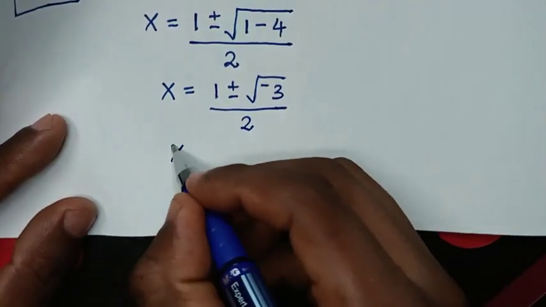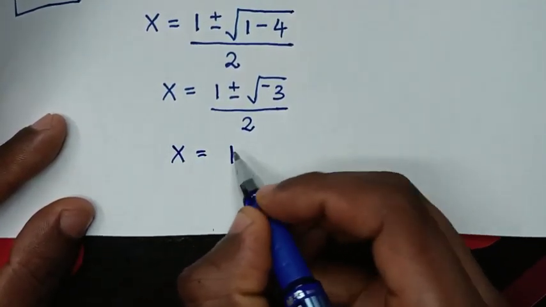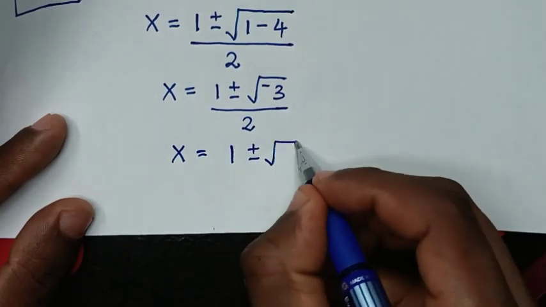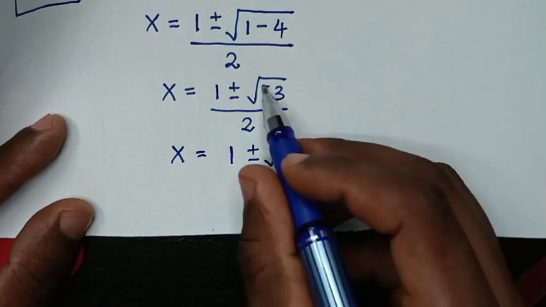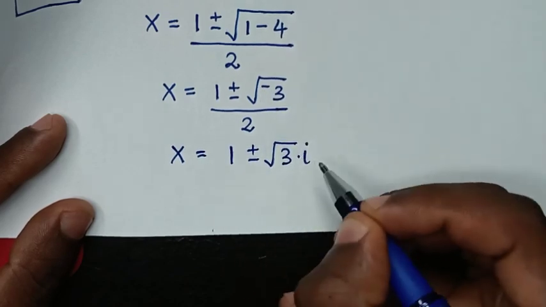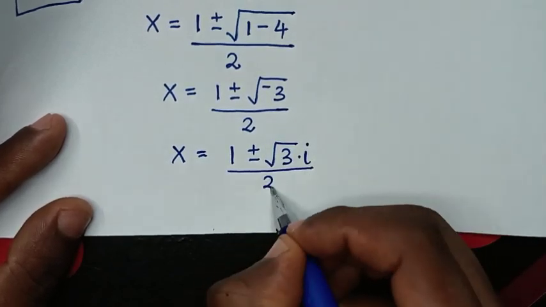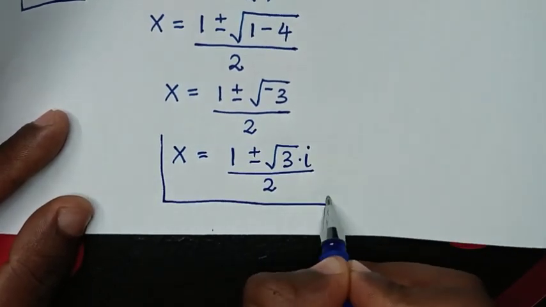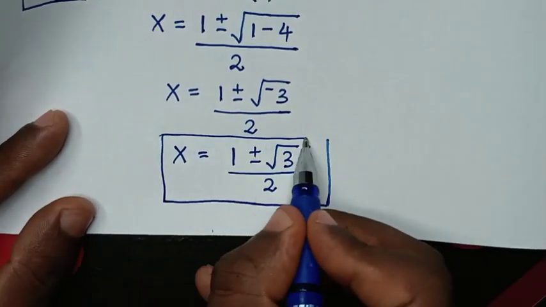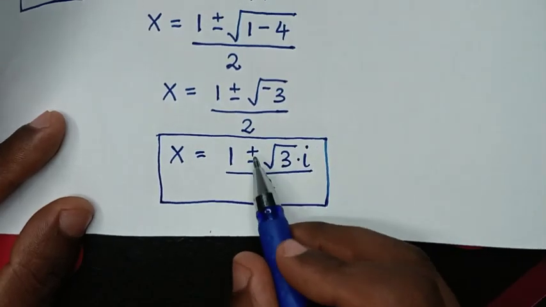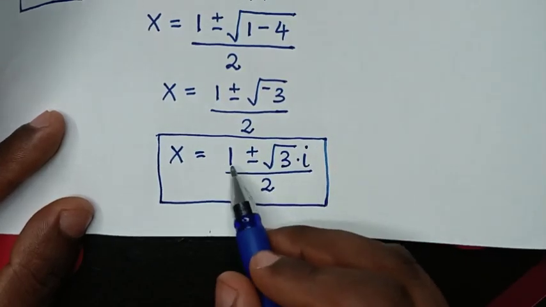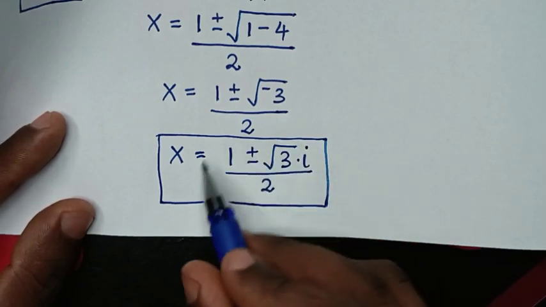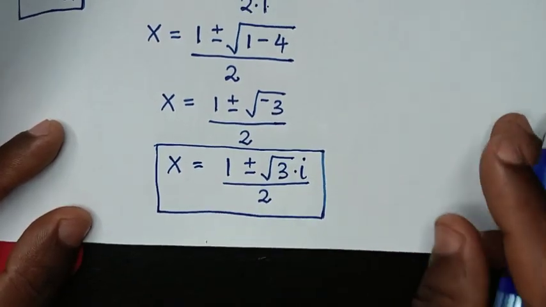Then it will be x is equal to 1 plus or minus square root of negative 3, which is the same as square root of 3 times square root of negative 1, which is i. Then over 2. So here we have two solutions because of plus or minus. So we have 1 plus square root of 3i over 2 and 1 minus square root of 3i over 2, whereas these two solutions are complex solutions.